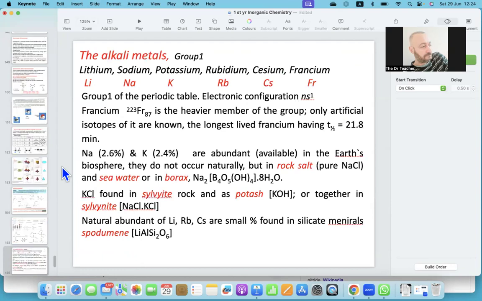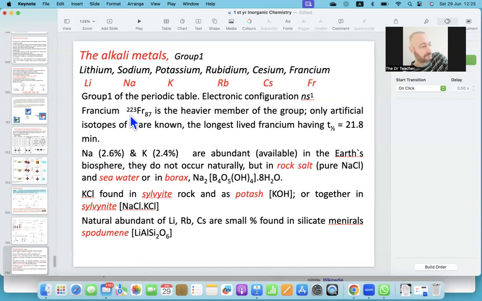So the alkali metals, if we come to the end of this session: lithium, sodium, potassium, rubidium, cesium, francium. These are the famous alkali metals in group 1. In the periodic table, the electron configuration is ns1. It's like 1s1, 2s1, 3s1. It's ending with this orbital. So we always have one single electron in the alkali metal group 1.